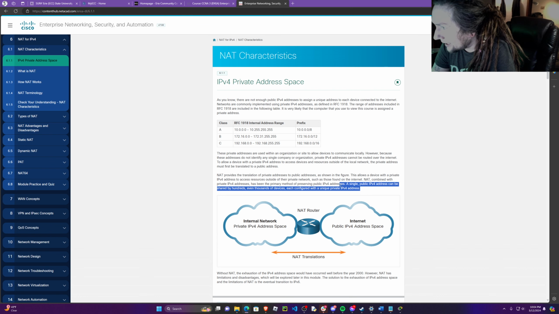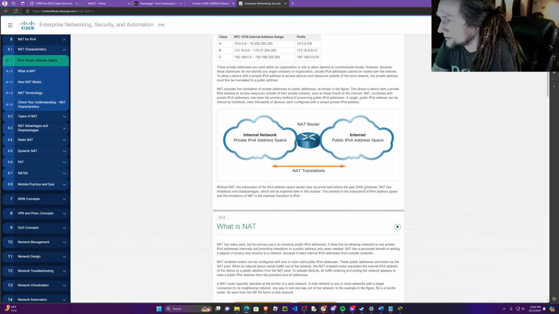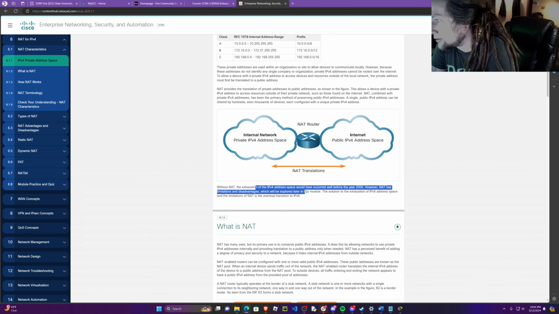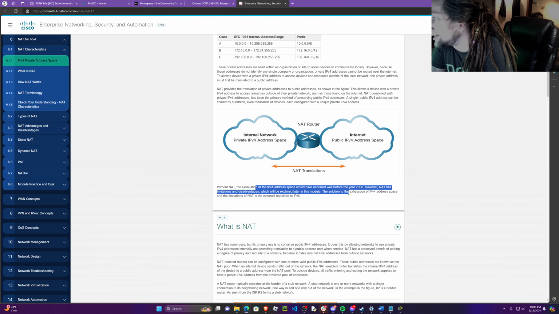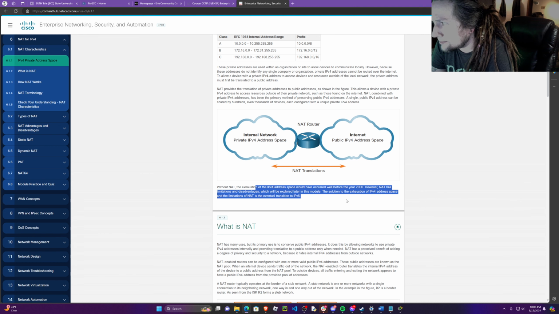A single public address can be shared by hundreds, even thousands of devices, each configured with a unique private address. Without NAT, the exhaustion of IPv4 address space would have occurred well before the year 2000. However, NAT has limitations and disadvantages which will be explored later in this module. The solution to the exhaustion of IPv4 address space and the limitations of NAT is the eventual transition to IPv6.